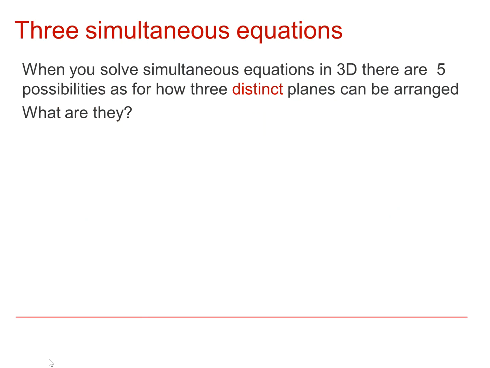In the last video, we looked at solving simultaneous equations in 3 dimensions where there was a unique solution, and we looked at how the 3 planes fit together in 3 dimensions. Sometimes, though, the simultaneous equations will not have a unique solution, and the planes will be arranged in different ways. There are 5 possibilities for how 3 distinct planes can be arranged.